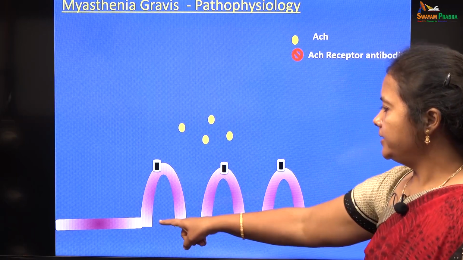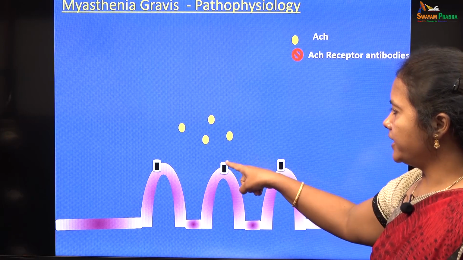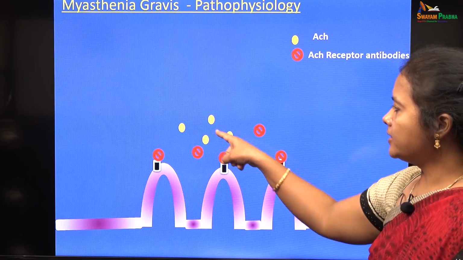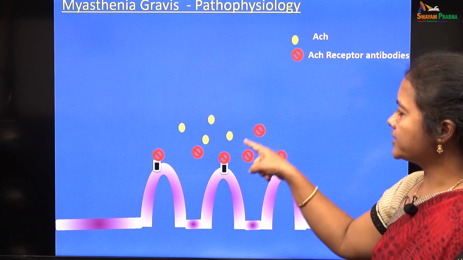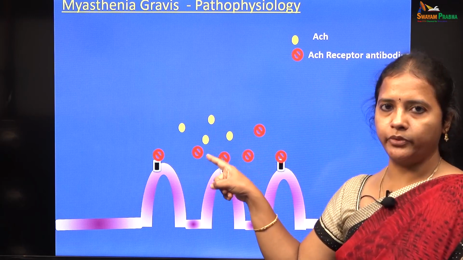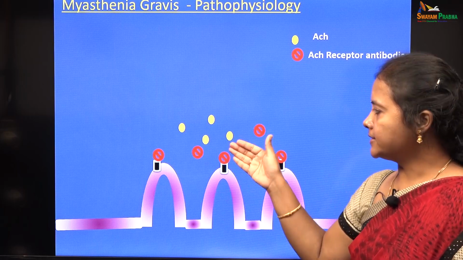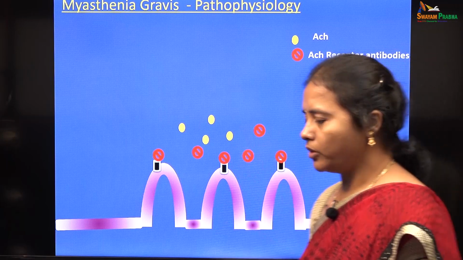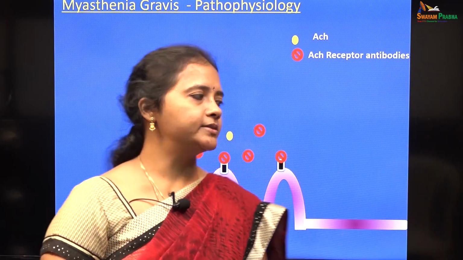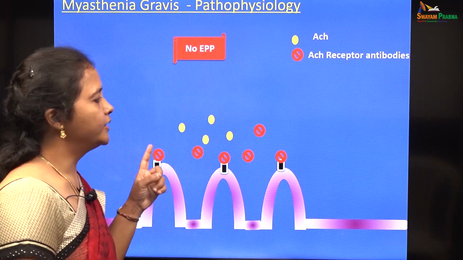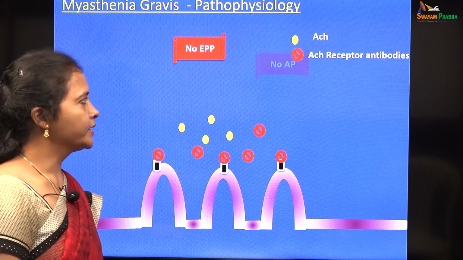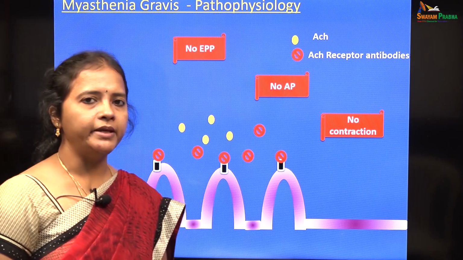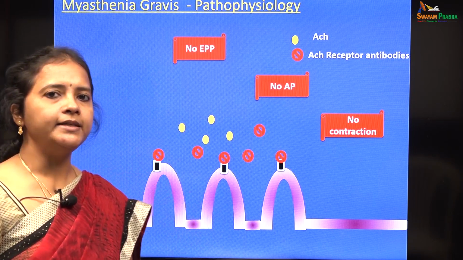So, here in the post junctional folds where we have the receptors and the acetylcholine molecules, instead of the acetylcholine molecules, the acetylcholine receptor antibodies, because they are produced, it is an autoimmune condition, will come and bind to these receptors. Hence, acetylcholine molecules cannot be binding to these receptors. Therefore, there is no generation of end plate potential, no action potential, and there is no contraction of the muscles, thereby leading on to the muscle weakness.